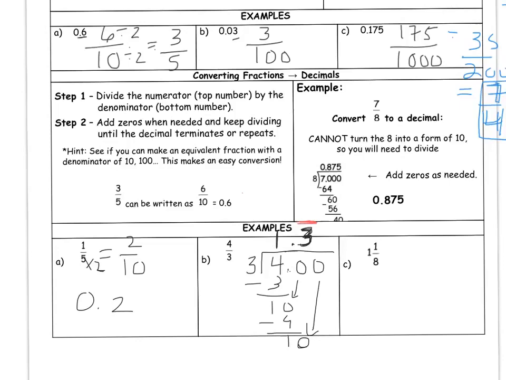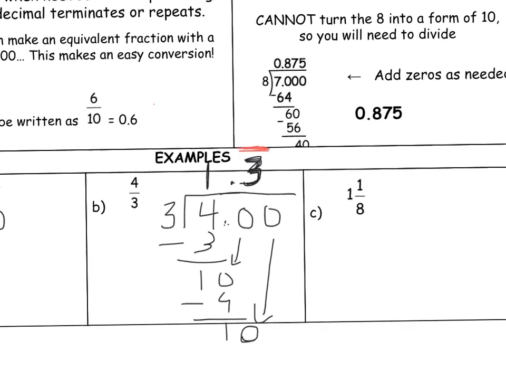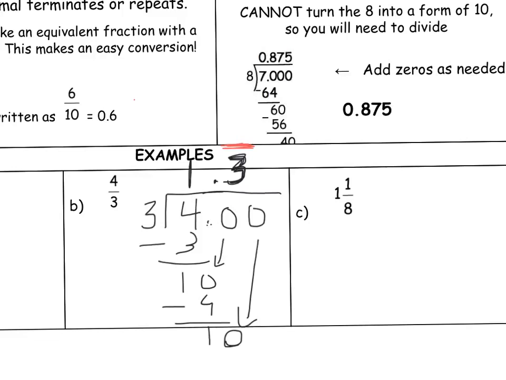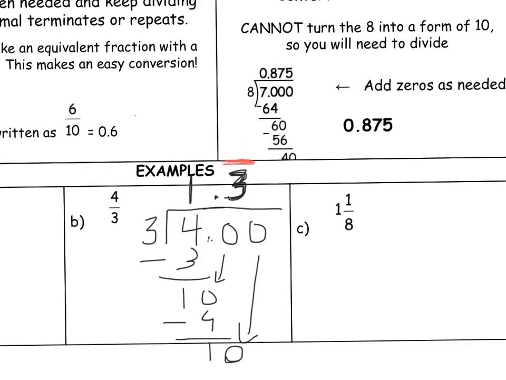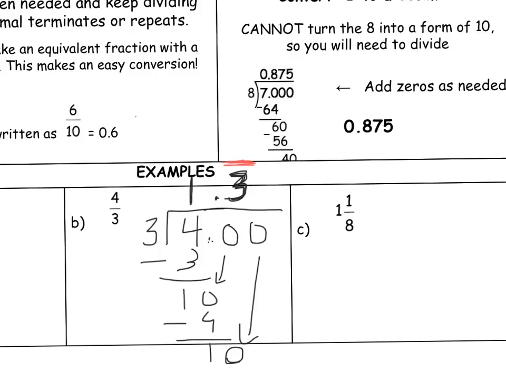C, 1 1/8. Well, let's take a look at 1 1/8. We know that the denominator cannot go into 10 or 100, so I'm going to have to divide the numerator by the denominator. I know it's going to be 1 point something because of the whole number. So it's going to be more than a whole number. So let's divide the fraction.